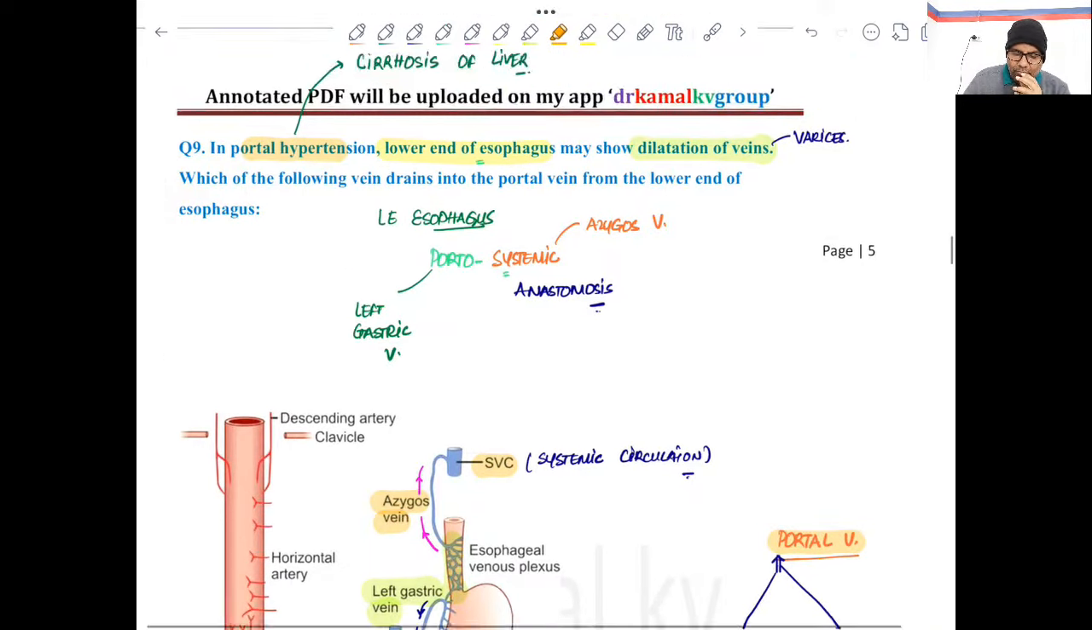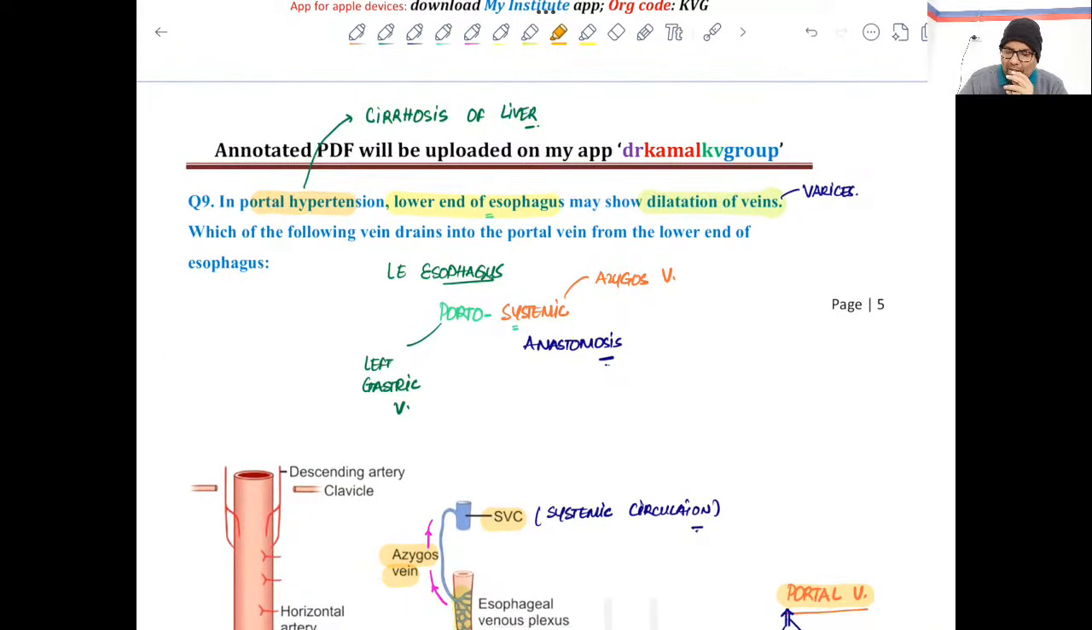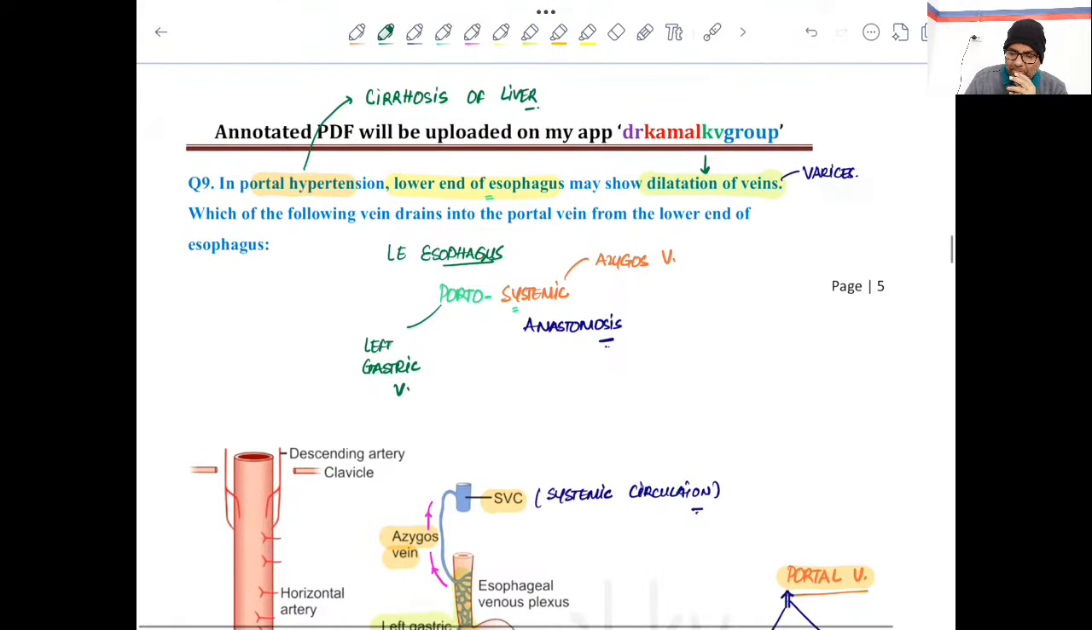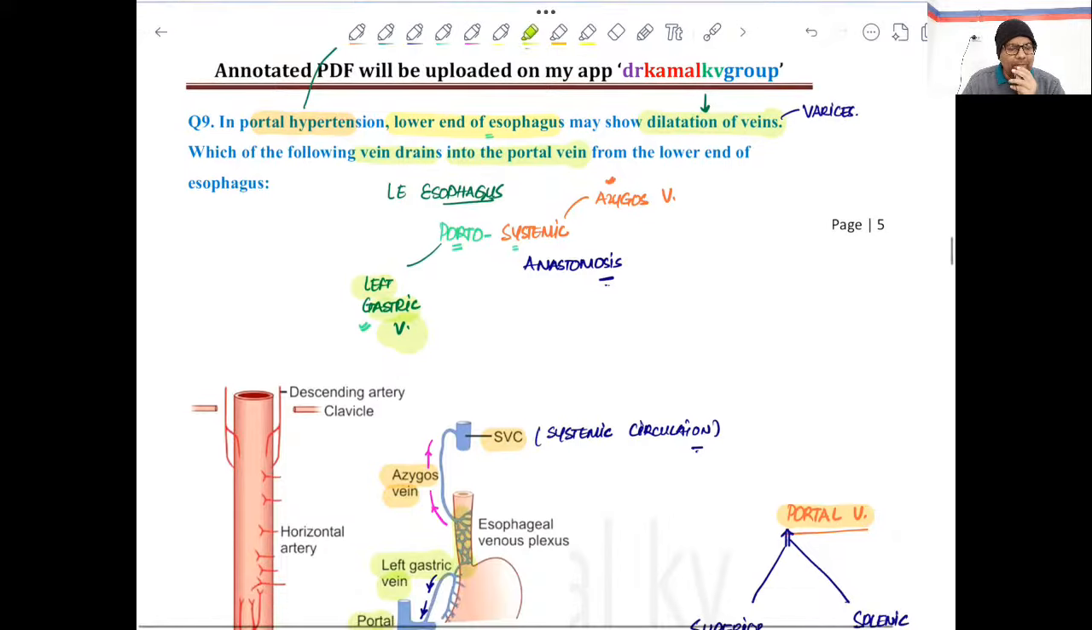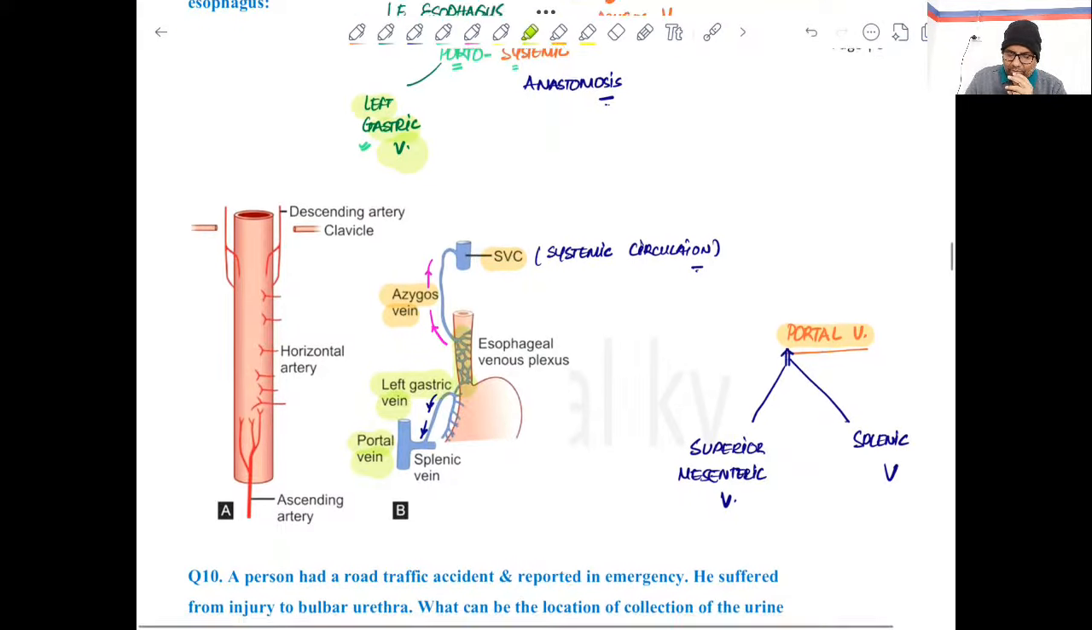Clear? Now we are asking about portal hypertension and opening up of portosystemic anastomosis. So the component of the portal venous system is the left gastric vein. The component of the systemic venous system is the azygous vein. So the question is about which vein is the component of the portal venous system, and that is the left gastric vein. So here the answer will be left gastric vein.